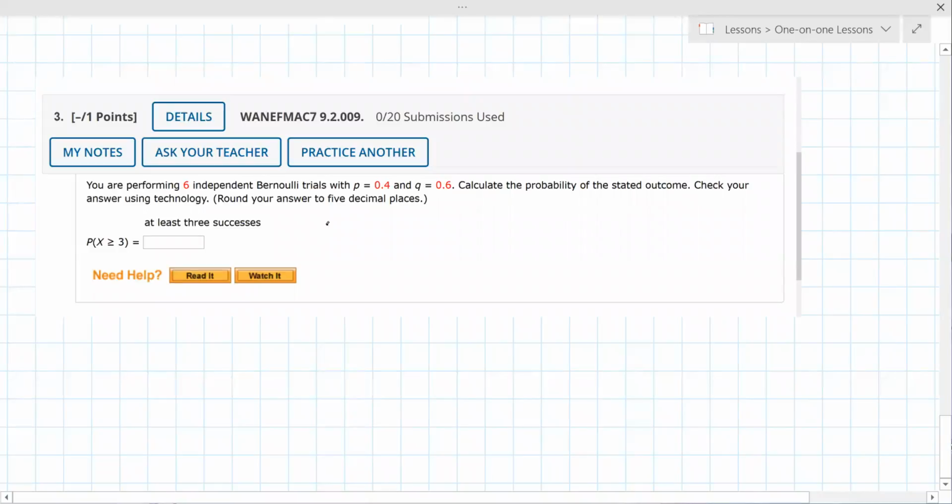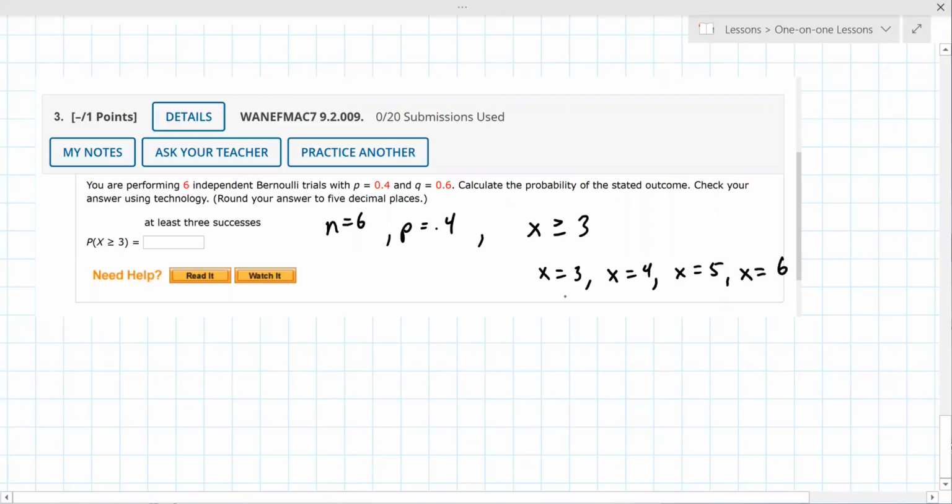So they tell you that n equals 6. That's the number of trials. They tell you that p equals 0.4. But this time, they want x greater than or equal to 3. So that means the following. It means that x could be 3, x could be 4, x could be 5, or x could be 6.